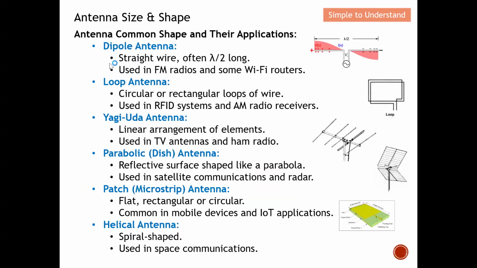Let's continue. These are very common shapes, so where will be the application for these different forms of antenna? This one is actually for the dipole antenna. The size or the shape is typically half of a wavelength long. Basically, you can imagine it's a wire, so it can be so-called half of a wavelength long. Where are they actually used? Many are used in FM radio.